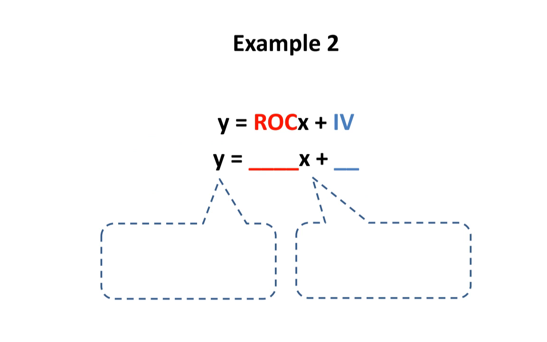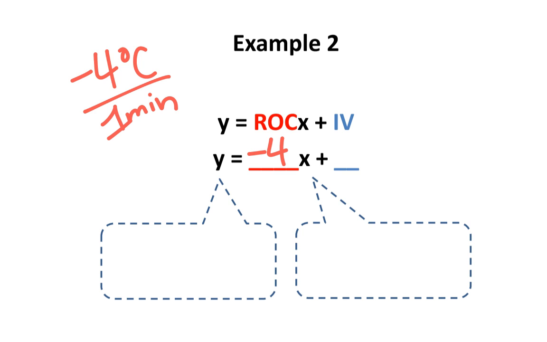The information in the graph can also be represented with an equation, y equals rate of change multiplied by x plus initial value. We just determined the rate of change to be a decrease of 4 degrees Celsius for every 1 minute. This is the same thing as negative 4 over 1, which is the same thing as negative 4 divided by 1, which is the same thing as just negative 4. Therefore, the rate of change can be simplified to just negative 4.